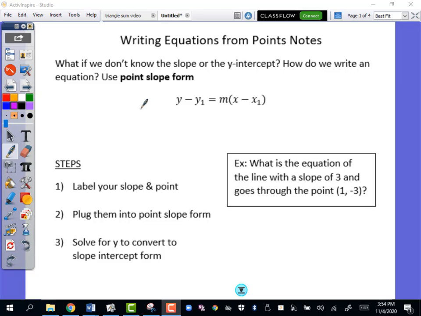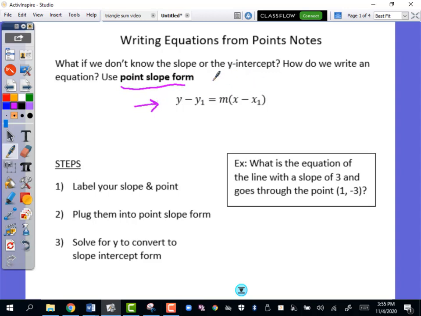Okay, so now we're going to talk about writing equations. We've written equations from graphs, but we have never written an equation from just a point and a slope. There's a special equation we're going to use, point-slope form, and it's right here.